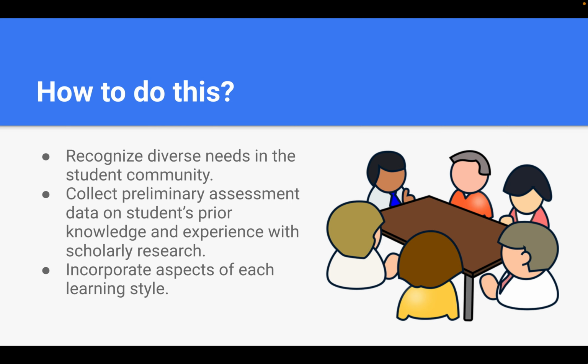So how can we do this? At the community college, students have diverse learning needs and come from various educational and cultural backgrounds. They each bring with them a unique set of skills and knowledge that affects how they learn in the classroom. Planning instruction based on learning styles first requires that the instructor collects some preliminary assessment data based on the student's prior experience with scholarly research.